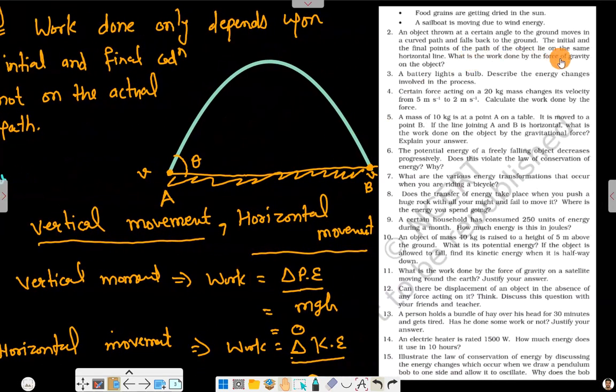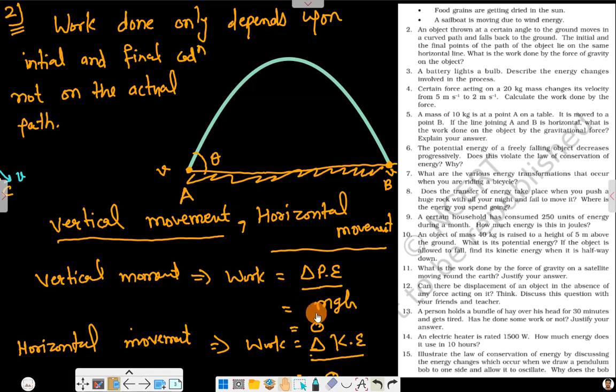In the question, it is the work done by the force of gravity, and gravity is a vertical force. So we will look only into vertical movement. The net vertical displacement is 0, and from that you can also find out that the work done is 0.